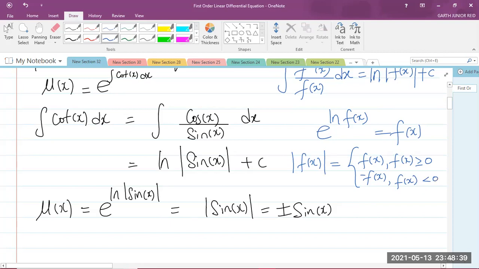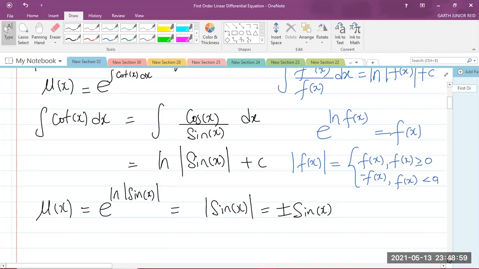So the absolute value of sine x is going to be equal to sine x when sine x is greater than or equal to 0, and negative sine x when sine x is less than 0. So what we really have is that the integrating factor mu is equal to plus or minus sine x. All right, that's what we have.